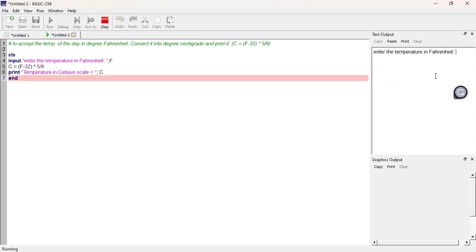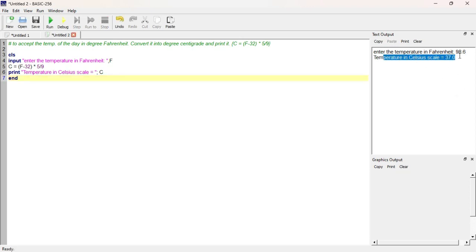Let's check whether our program is working properly or not. The normal human body temperature is 98.6. So the temperature on the Celsius scale is 37 degrees, which is correct. Let's move to the next question.